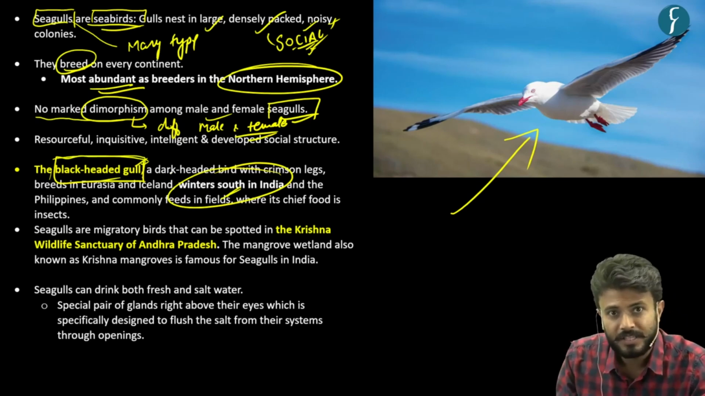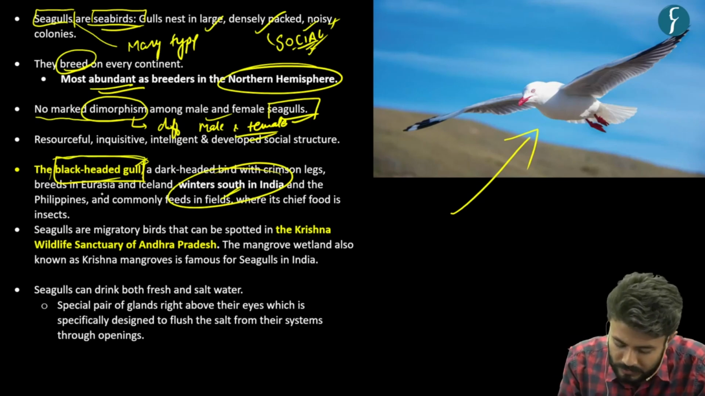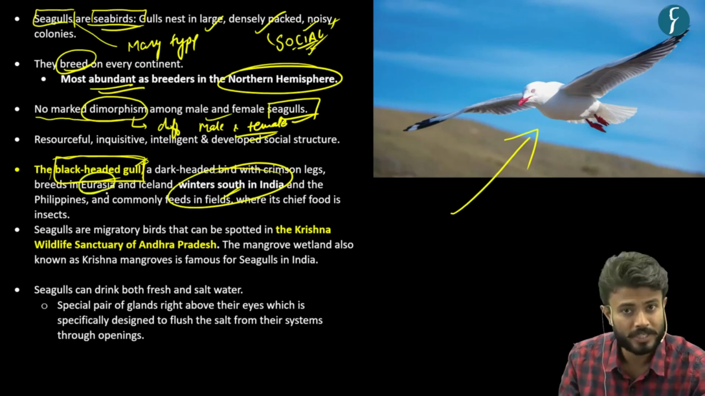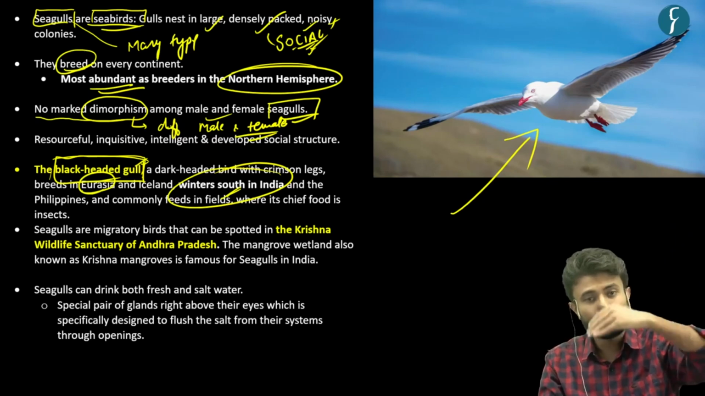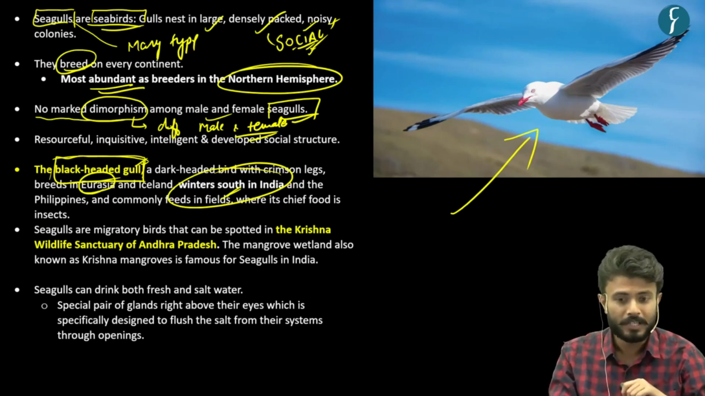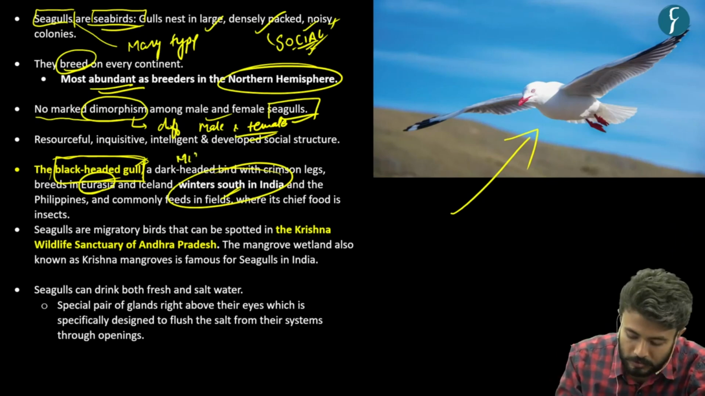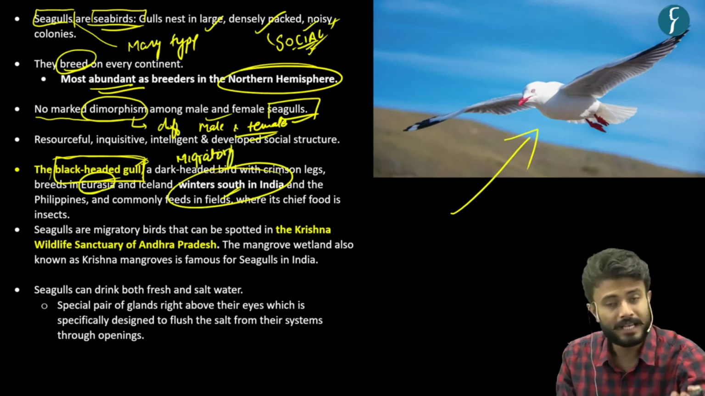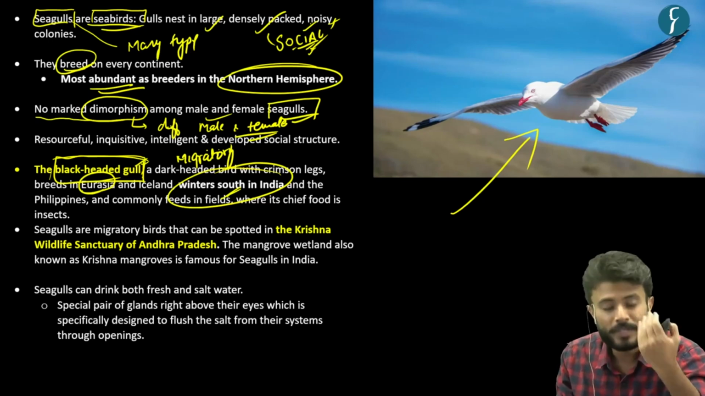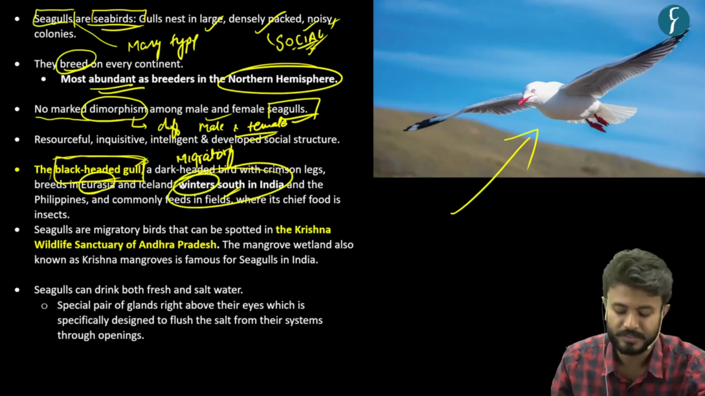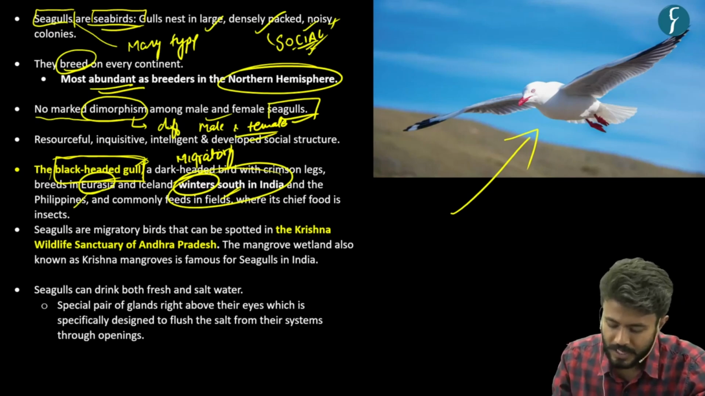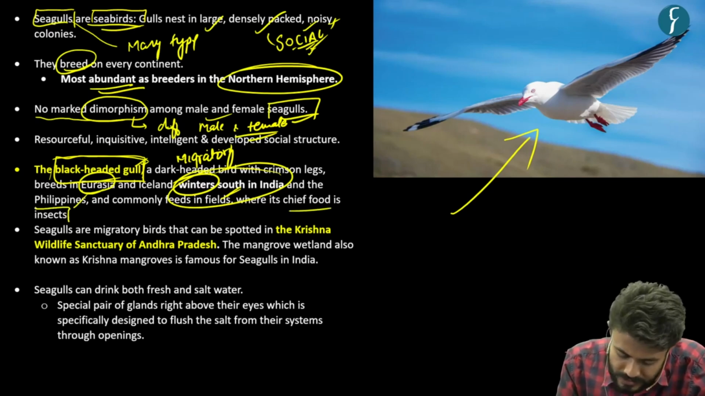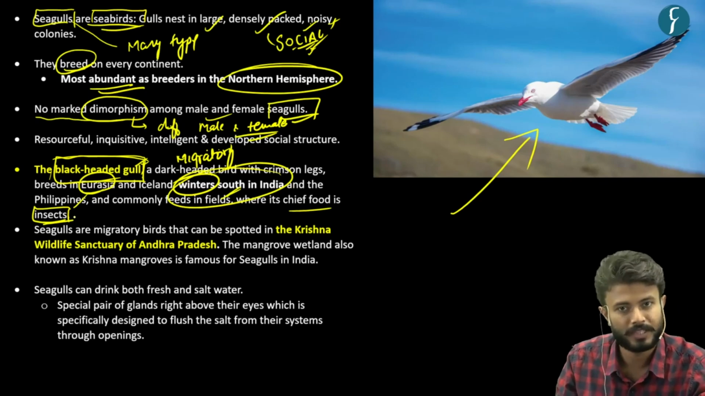Next, coming to this black-headed gull. Now, this is relevant for India. Why? Because it breeds in the Eurasian region, and then from Eurasia, it migrates towards southern India, right? So that is why it is also a migratory bird for India, and it comes to India in which months? Winter season, right? It also goes to the Philippines, and their chief food is insects, right?